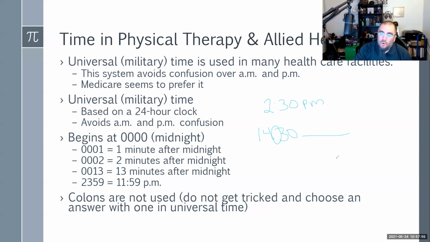Why am I saying that? Because I'm going to get some of you on a quiz question about that. I'm going to say, convert 1 p.m. to universal time. And I'm going to put A, 1300 with a colon, and B, 1300 without a colon. And everyone will go, oh, there's my answer, but it's got a colon. Colon, wrong. The colon is only in what we call standard time or AM PM time. So please don't get tricked that easily. Colons are not used in universal time, so don't choose an answer with a colon.